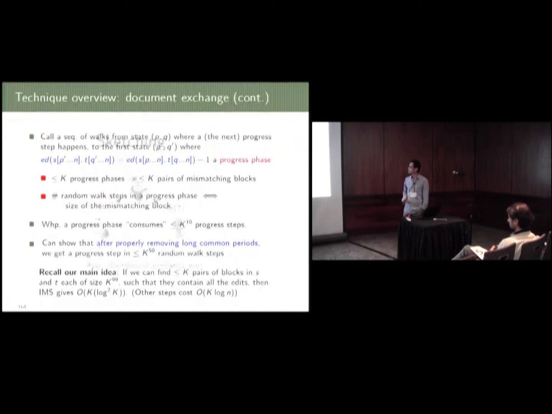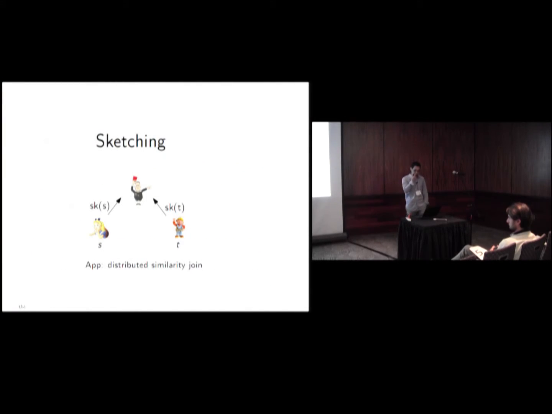All right, good. So let's move to sketching. I hope you still remember the problem. We have S and T. Each of them wants to compute a sketch of its string and send it to a referee. The referee, based on these two sketches, computes the distance if it's at most k, otherwise outputs error.